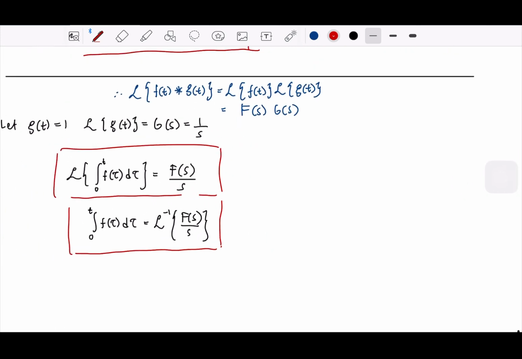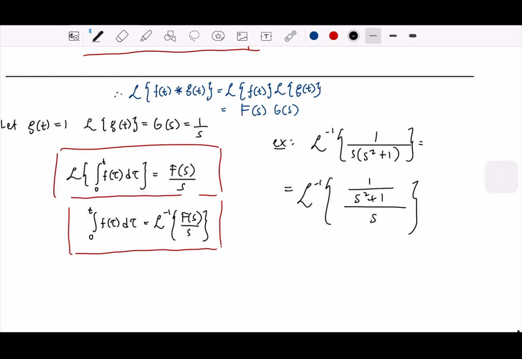Let's say we have an example: the Laplace inverse of 1 over s times (s squared plus 1). We can identify this as 1 over (s squared plus 1) divided by s, right? So we could write it in this form. And this part, 1 over s squared plus 1, you can identify as sine, right? So then this will be the integration from 0 to t of sine tau d tau. And simply we solve the integration and the solution is 1 minus cosine t.